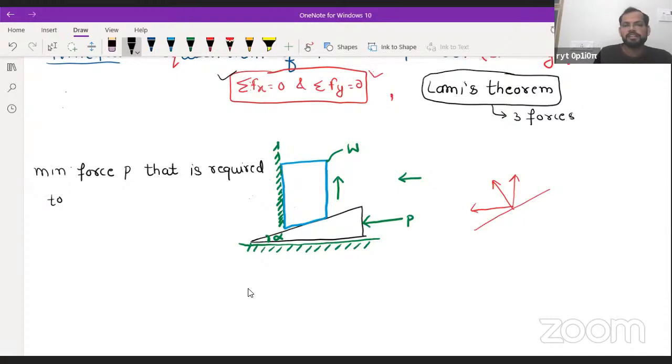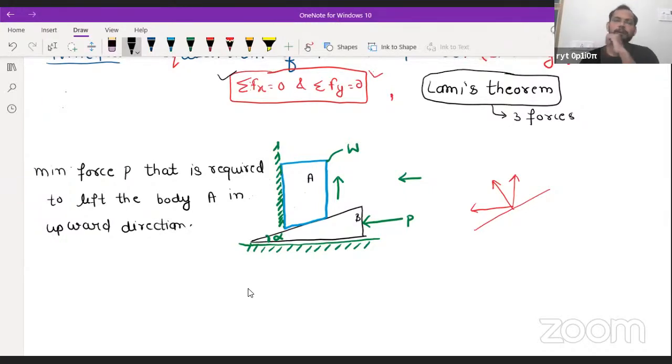to, this is body A, this is body B. What is the minimum force that is required to lift the body A in the upward direction? Is it okay? Fine. So the question will be like this: calculate the minimum force P.